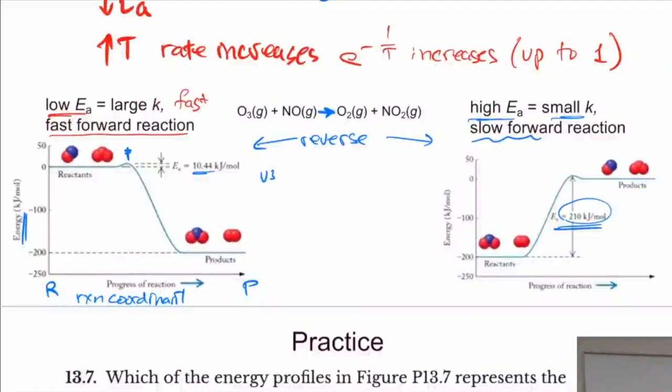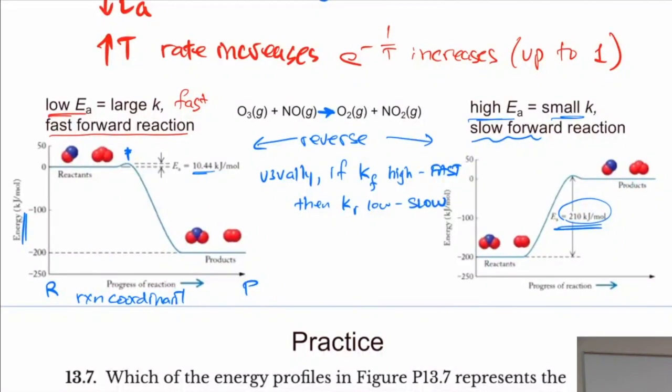So usually, if the forward reaction is fast, so let's say here's K for the forward direction, K sub F, the rate constant for the forward reaction. If K sub F is high, that means the reaction is fast. That also means that K for the reverse reaction is going to be low, which means that reverse reaction is going to be slow.